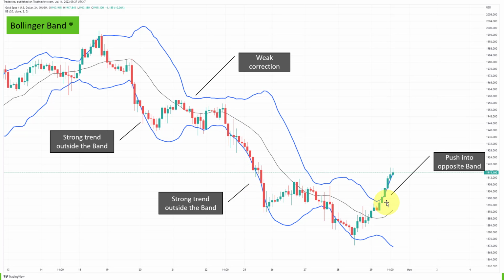And then this changes. Now the market is changing and pushing into the opposite side of the Bollinger Bands. So clearly a very different picture.